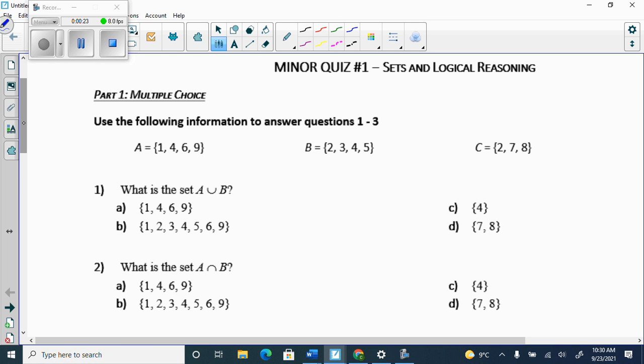What is this symbol? Or, and it also means union, right? So they could say A union B, A or B. If it's in A or in B, even if it's in both, we list it, right?